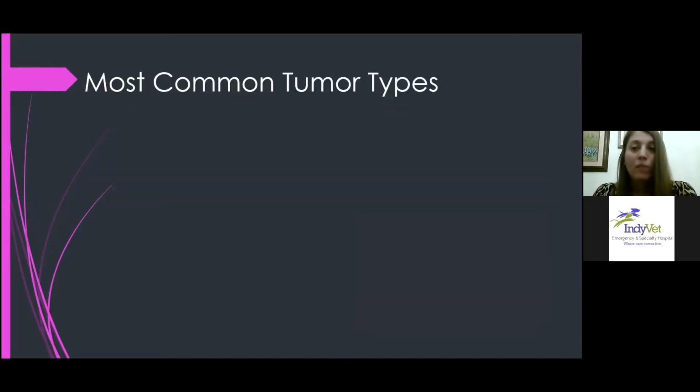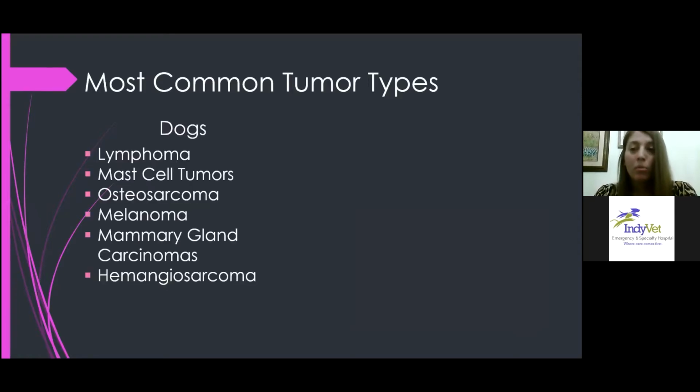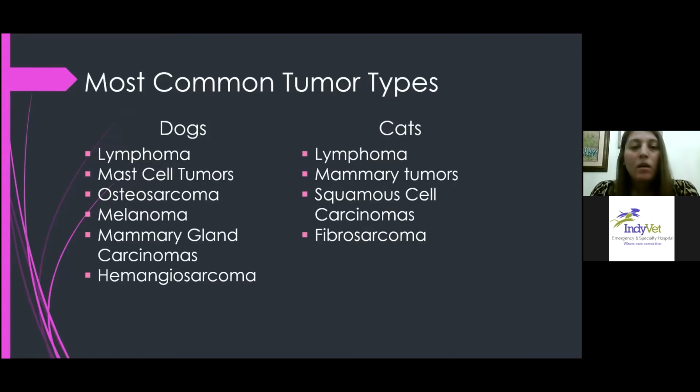What are the most common tumor types that we see? These are not exclusive lists, just a couple of the most common ones. In dogs, lymphoma actually accounts for 7 to 24% of all canine cancers, so it is one of the more common ones. Mast cell tumors, osteosarcoma, melanomas, mammary gland carcinomas, and hemangiosarcomas are also very common. For cats, we also see a good number of lymphoma, mammary tumors, squamous cell carcinomas, and fibrosarcomas, also called injection site sarcomas.